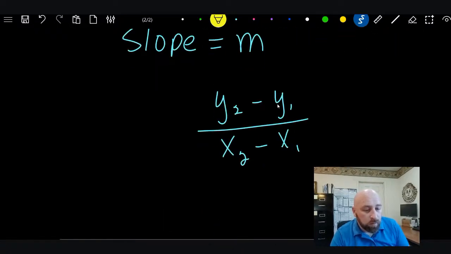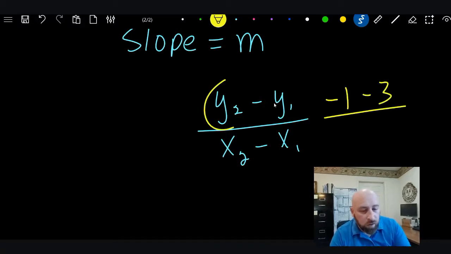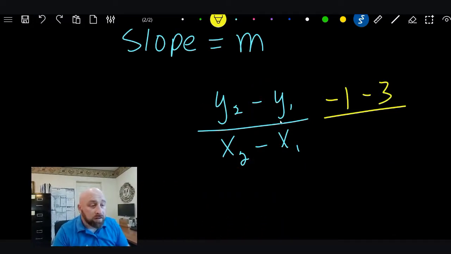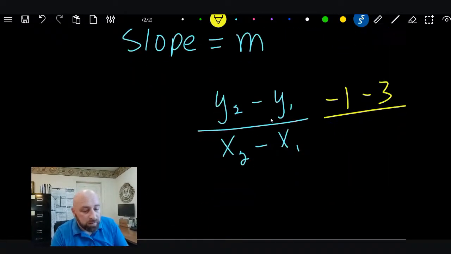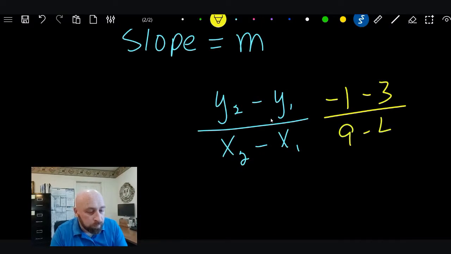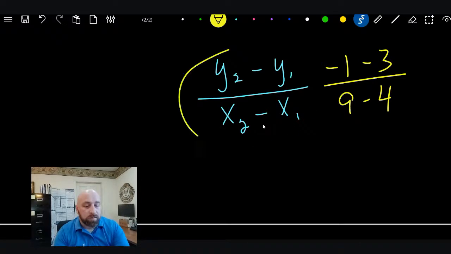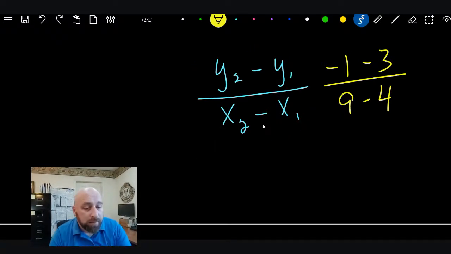So -1 minus 3 over, see, that's y2 minus y1. Now we need x2 minus x1. What's x2? 9. What's x1? 4. 9 minus 4. And then we just solve that. All we had to do is memorize this and then plug into it. And now we have to do the math.